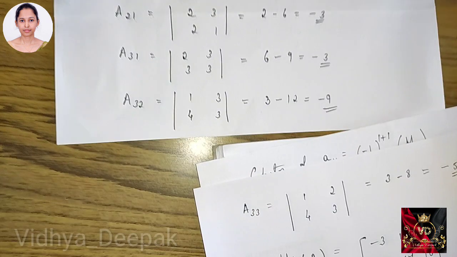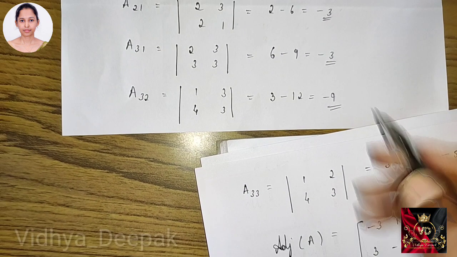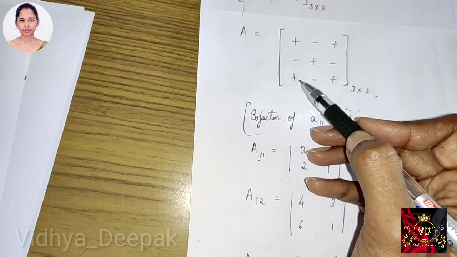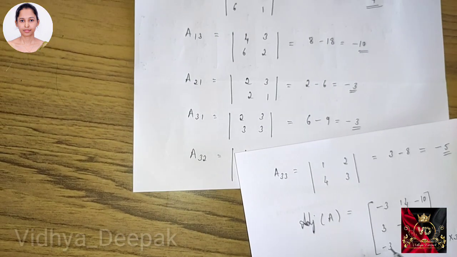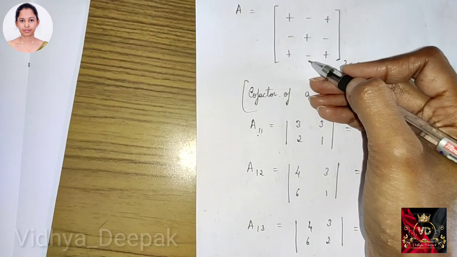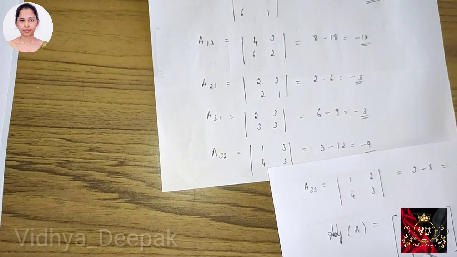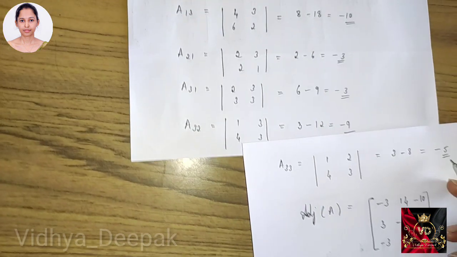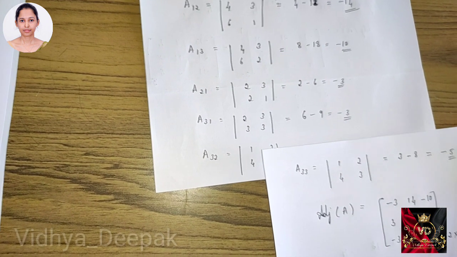Again, next, A31. A31 is what? A31 is minus 3. So minus 3 into plus. Again, it is minus 3. Likewise, A32, minus 9 into minus. So plus 9. Again, A33 is minus 5 into plus. So it is minus 5.